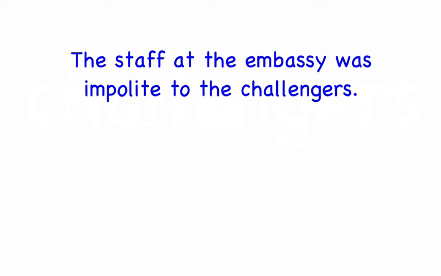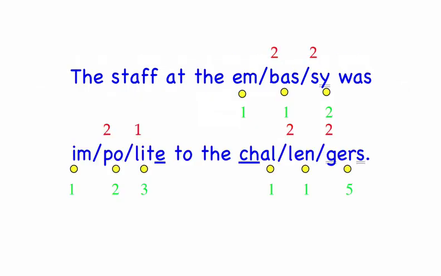The staff at the embassy was impolite to the challengers. Pause the video, mark the words. When you're ready, advance the screen. The staff at the embassy was impolite to the challengers. Sentence 3. I want to disengage from the complaining of the passengers. I want to disengage from the complaining of the passengers.